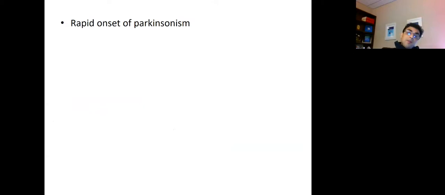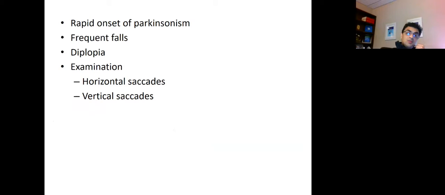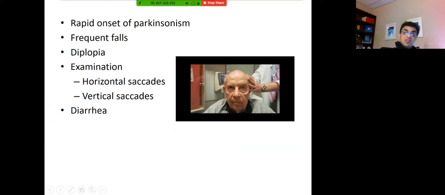This is another quiz. So patient had rapid onset of Parkinsonism. He had frequent falls. He had double vision. On examination, he had normal or sort of slowish horizontal saccade, and his vertical saccades were okay. Later on, everything was gone, and he also had diarrhea. So this is the stage when he did not have any saccades.